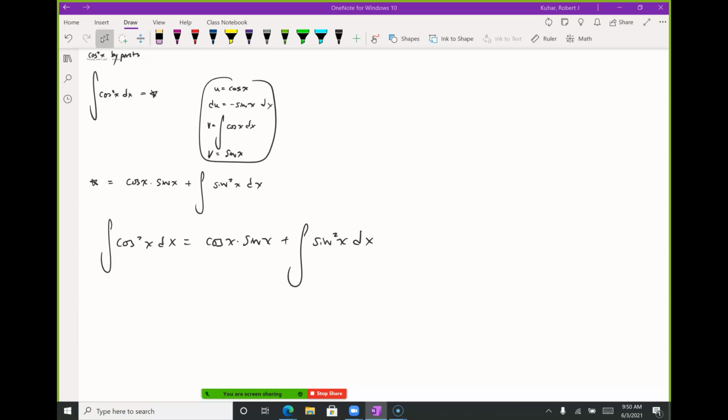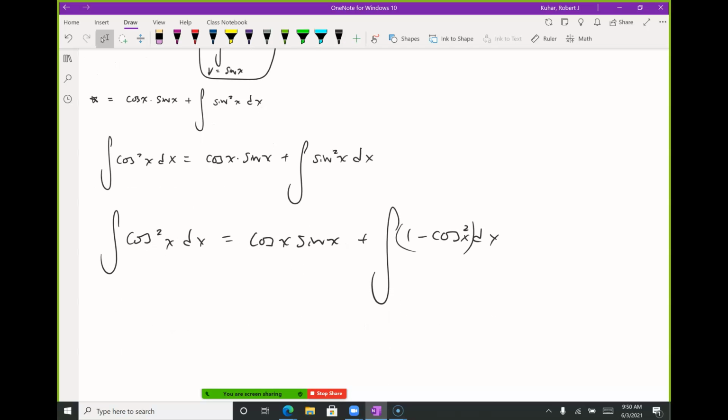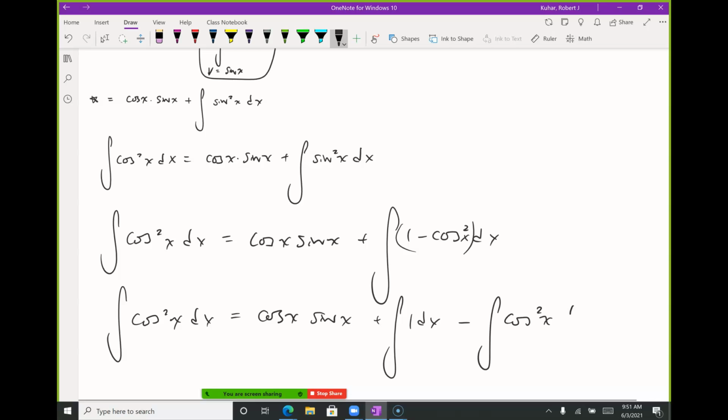Go ahead, Chuck. Can't you just change the sine squared on the right-hand side to 1 minus cosine squared? Instead of being the cosine squared over to the left side. Nice. Okay, Chuck gave us the secret. The shorter way to do it is I'm going to use my trig identity here of 1 minus cos squared. Right. And then I'm going to have that loop that will allow me to move that cos squared integral to the left. So I'm going to have the integral of 1 dx minus the integral of cos squared x dx.